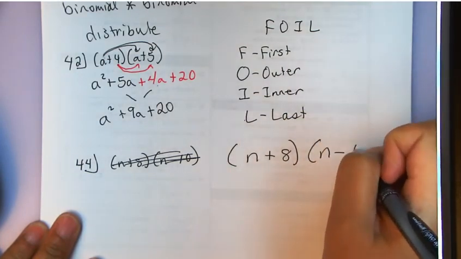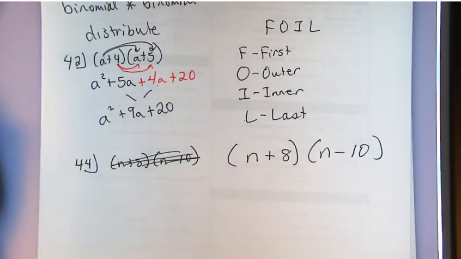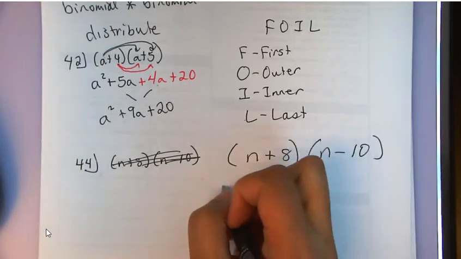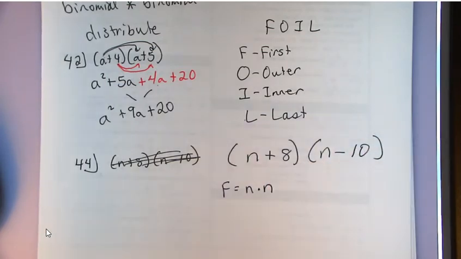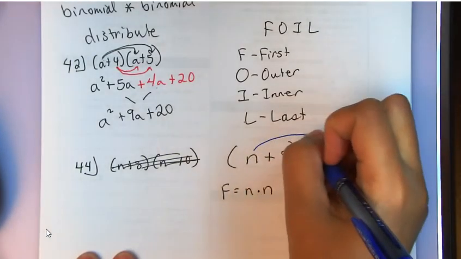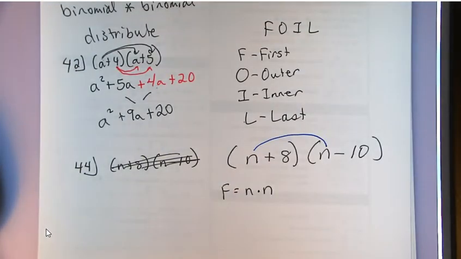So let's do that. So if we do that, we start with first. Well, the first one in the first spot is the n times the n. So if I do n times n, that is in the first spot. So that's n squared.